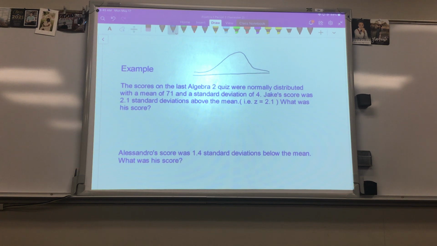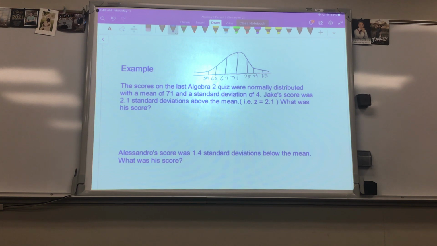On a normal curve, what falls right in the middle? The mean. Okay, we had a mean of 71. One standard deviation above, that puts us at 75. Two standard deviations above, 79, right? And 83. Below, that puts us at 67. Two standard deviations, 63. Three standard deviations, 59, 55, and 51.